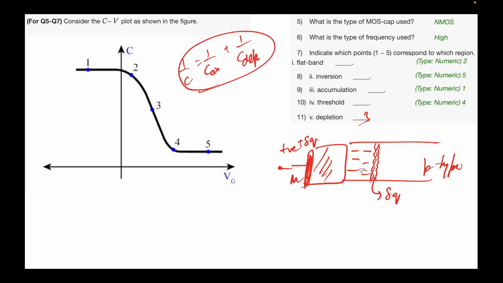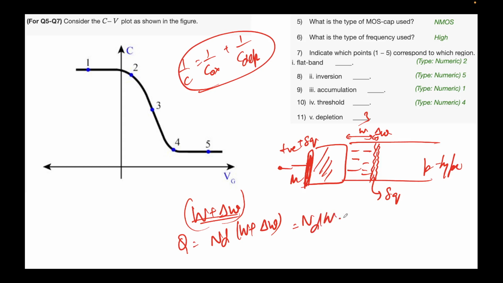All right, and so the depletion width will increase, let's say from W to W plus delta W, right? And so charge will also increase. Remember, the charge stored here will be N_D (W plus delta W), so N_D W plus N_D delta W. This is the delta Q that I'm talking about. So all the modulation on the positive charge on the gate will get reflected in the increase in depletion width that you see.